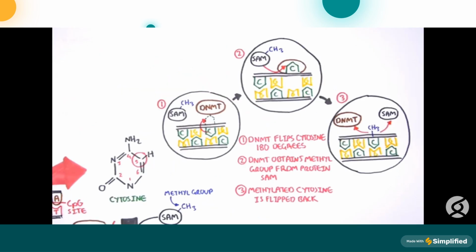Now, how is this whole process carried out? Let's take an overview. For example, first of all, DNMT flips the cytosine by 180 degrees, and gets a methyl group from SAM. DNMT obtains the methyl group from SAM and methylates the cytosine, which is then flipped back. That whole process is carried out by DNMT3A and DNMT3B, and it is retained from the embryonic cell to the differentiated cells with the help of DNMT1.